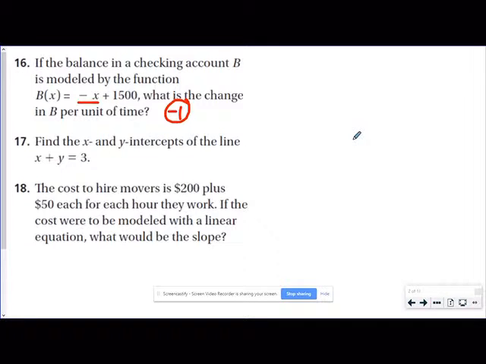For 17, we want to find the x and y intercepts of the line. To find the x-intercept, we plug in 0 for y and solve for x. So x plus 0 equals 3, making x equal to 3. And so my x-intercept is 3, 0. For the y-intercept, we want to plug in 0 for x and solve for y.